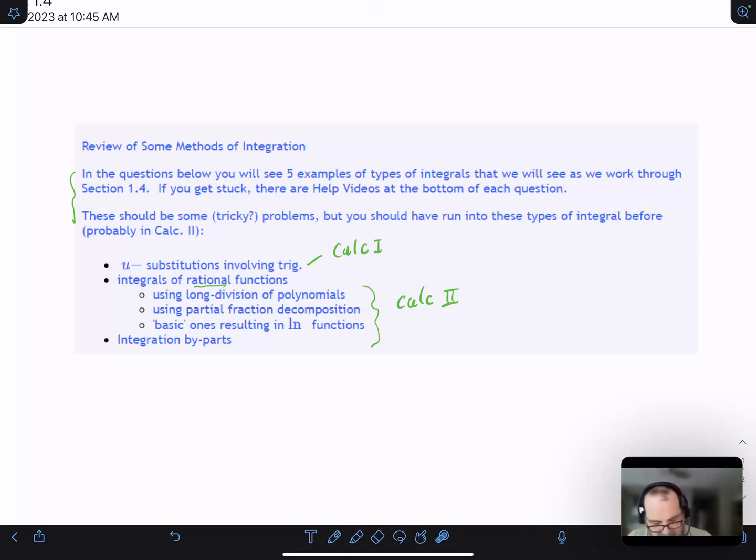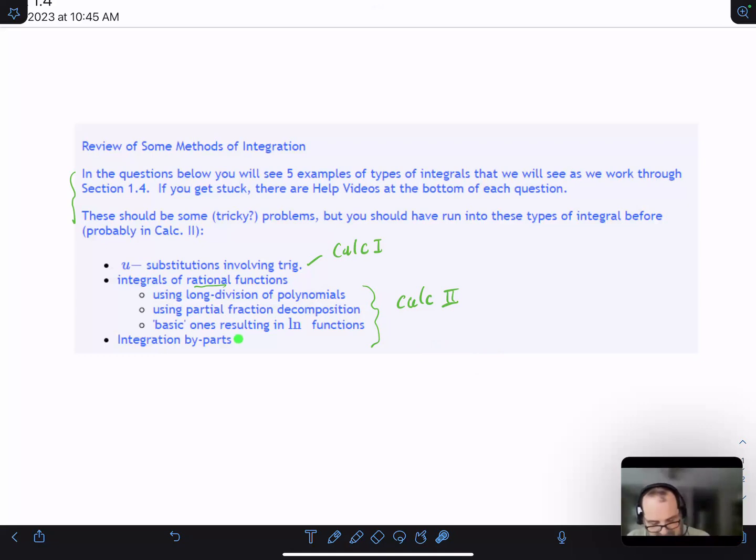Lastly, I have thrown in some basic integrals resulting in natural log functions. These are actually also things that can be done as a U sub. You can also kind of remember them as a rule from calculus. So this tends to be, how do you integrate 1 over ax plus b? You can do them by little U sub. So practice that for this next example.